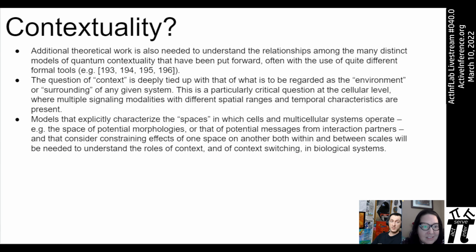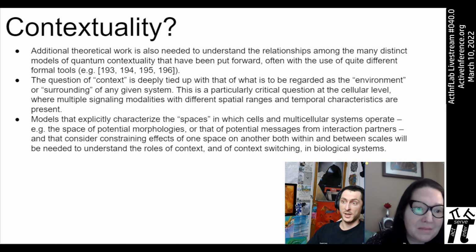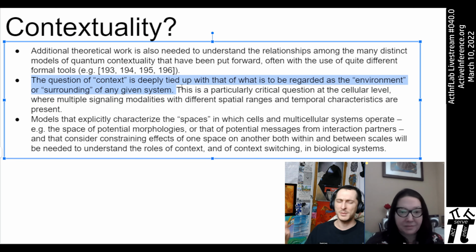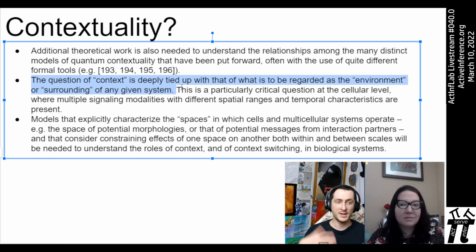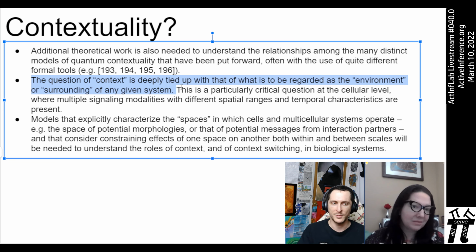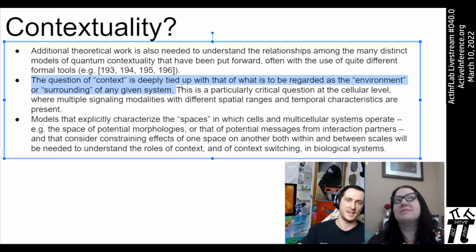Contextuality. We talked about that a lot in 17.1, but just what is context, environment, surrounding? Is this what people mean when they say set the context for the dinner party or give context for a video that they sent? What is that everyday sense of context, and what is this sense of context?